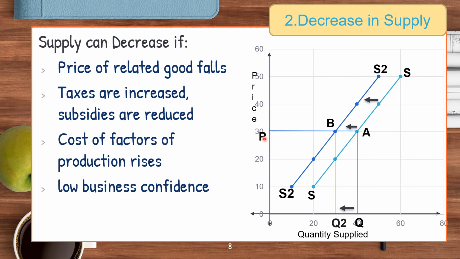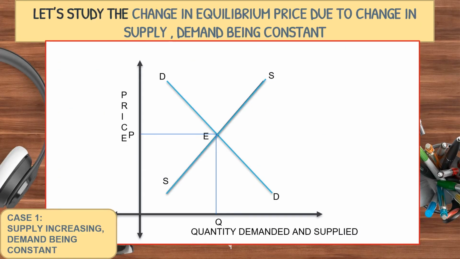We need this knowledge to help us understand what will happen to equilibrium price if supply changes, demand remaining constant. Having revised the shifts in supply, that is the increase and decrease in supply, we are now in a better position to understand what happens when supply increases or decreases, demand being constant, to the equilibrium price and equilibrium quantity. We can see here in the diagram, DD is the demand curve, SS is the supply curve, both intersect at a point E. The price determined at this point is OP and the quantity demanded and supplied is OQ.